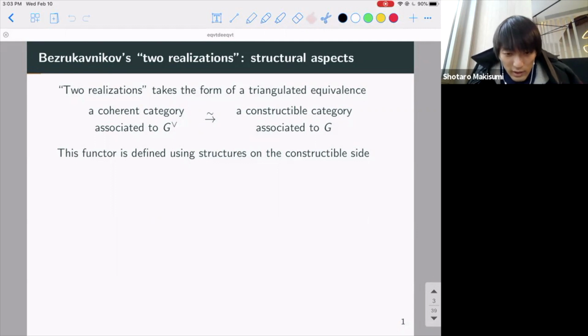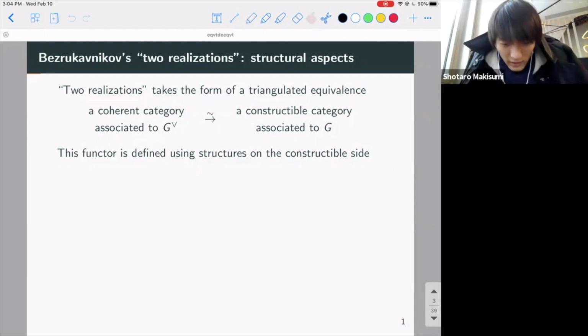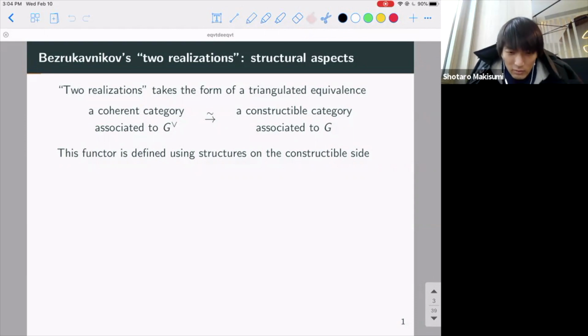On one side, let's say for G check, we'll have some category of coherent sheaves, or maybe derived, maybe equivariant. And on the other side, you'll have a category of constructible sheaves associated to some geometric object associated to G. Now, how do you define that kind of a functor? Well, you want to use some structures on the target category. So let me just start with an example.